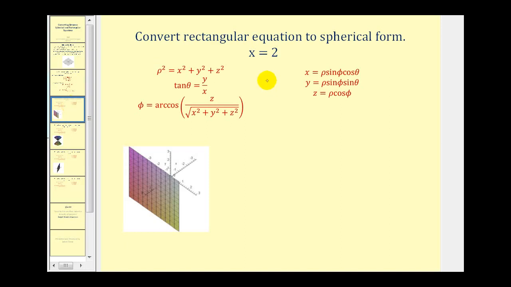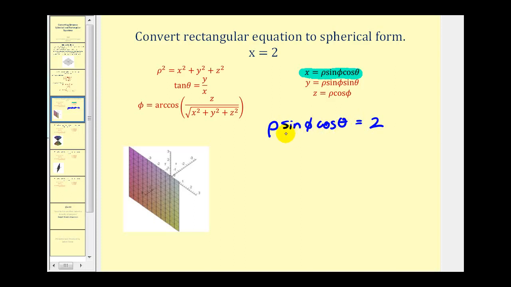Here we're given the rectangular equation x equals 2, and we want to convert this to a spherical equation. Remember, an equation in spherical form must only contain rho, theta, and phi, and it cannot contain x, y, or z. So if we take a look at these equations, we can replace x with rho sine phi cosine theta. Let's go ahead and do that. We'd have rho sine phi cosine theta equals 2.